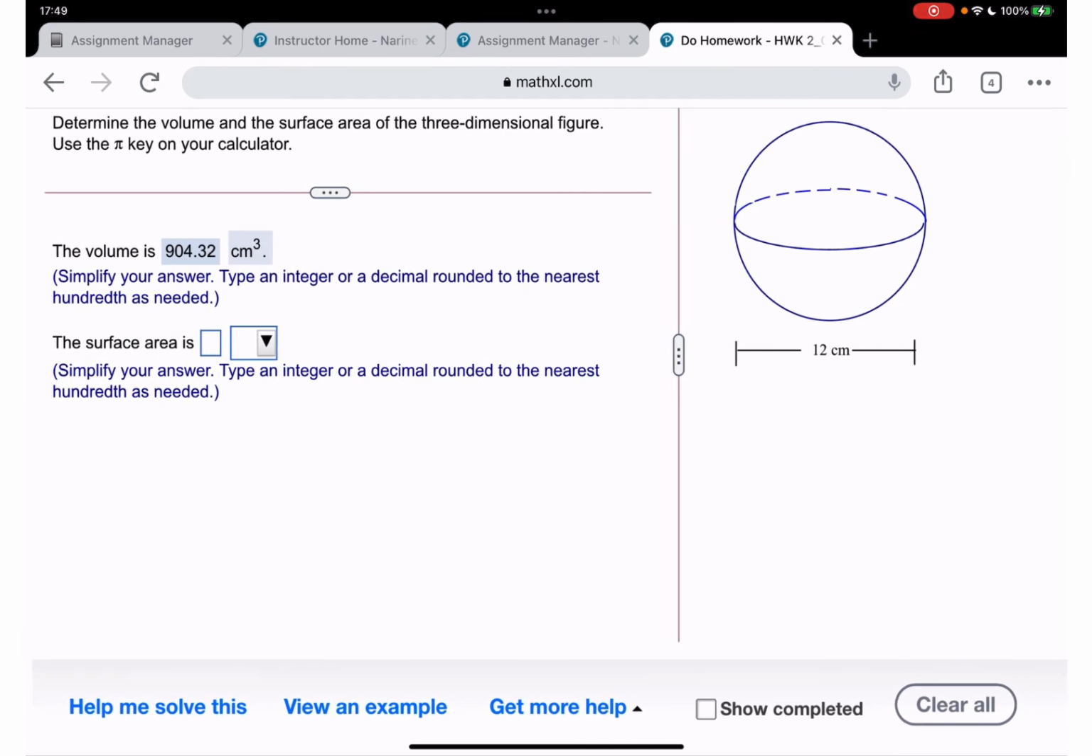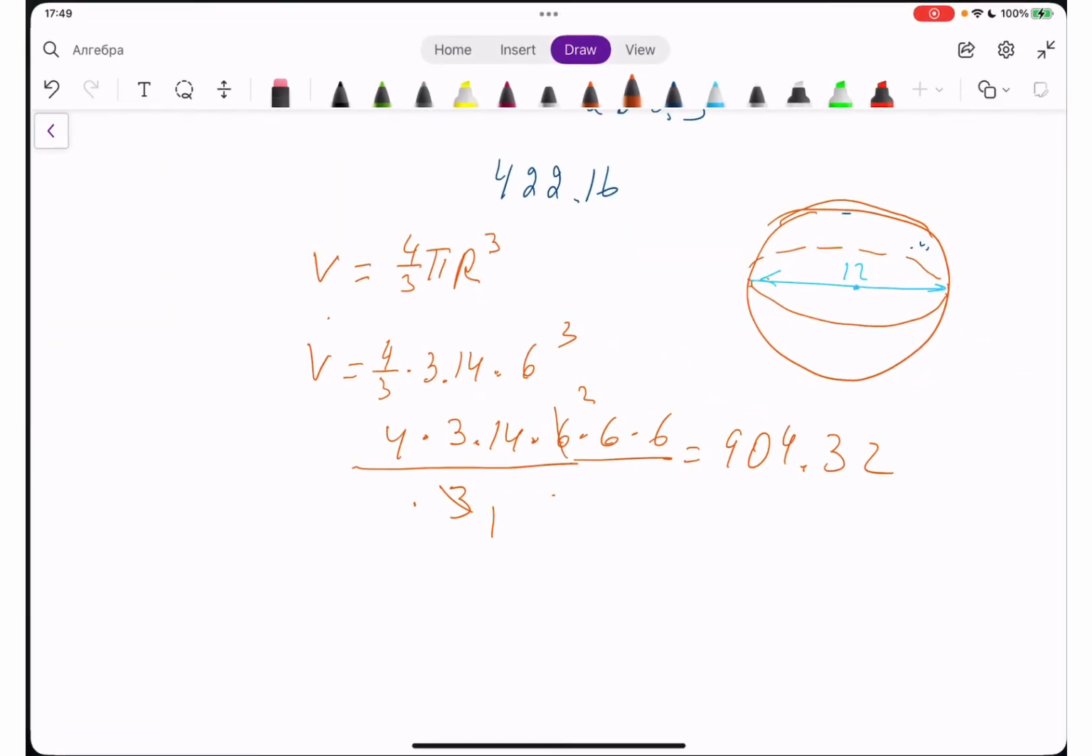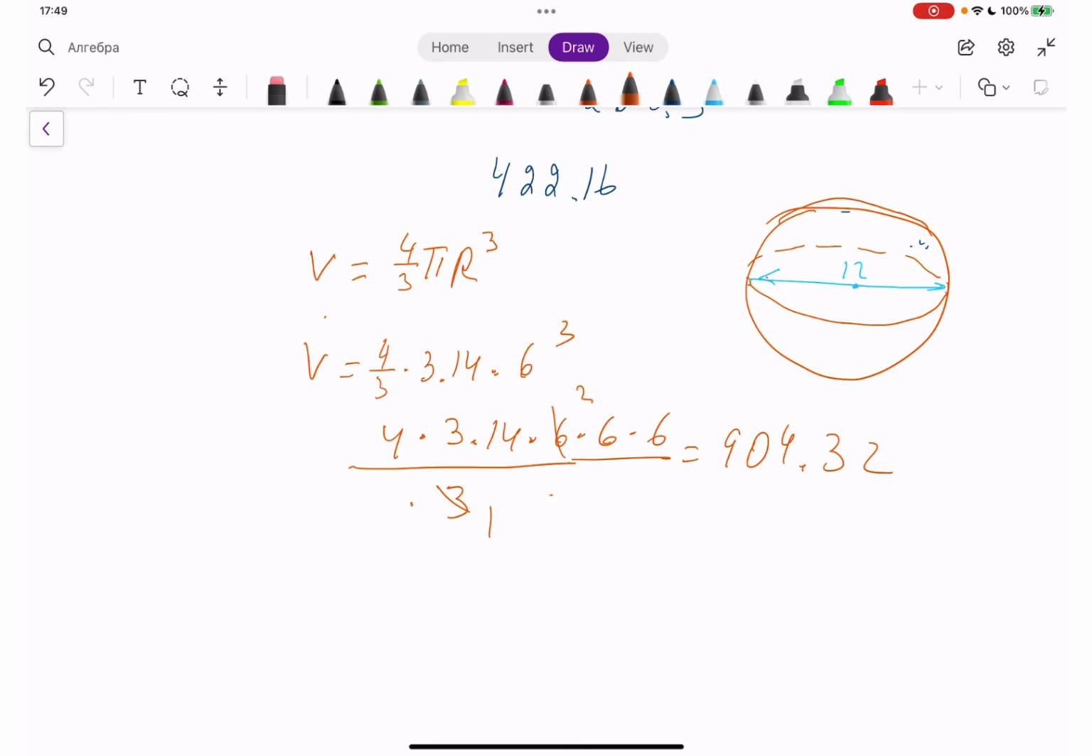We still need to calculate the surface area. Okay, what's the formula we are going to use here? The formula is going to be the following. S, surface area, is going to be equal to 4 pi r squared. This is going to be the surface area, and r is the radius, which is 6.